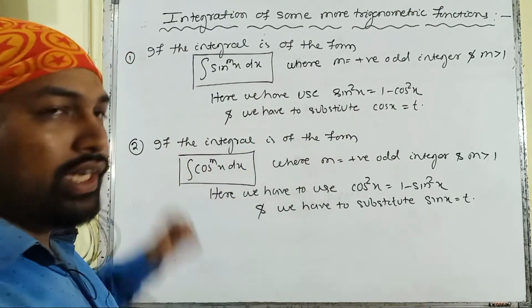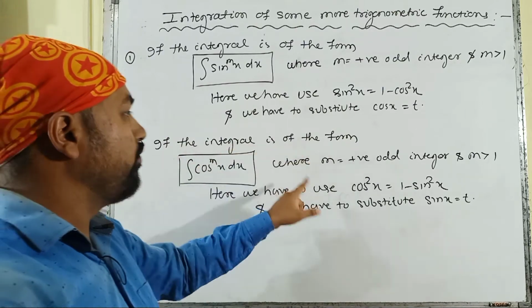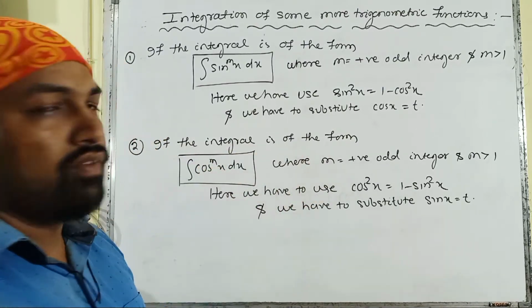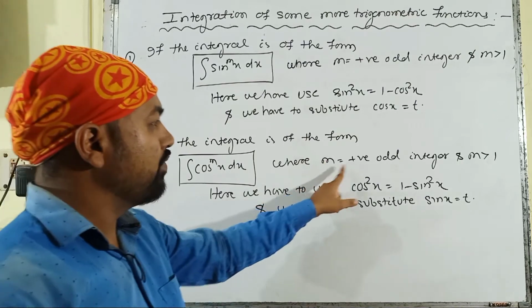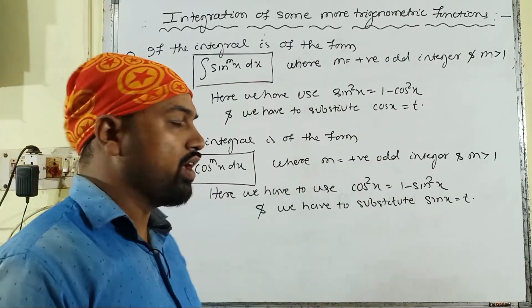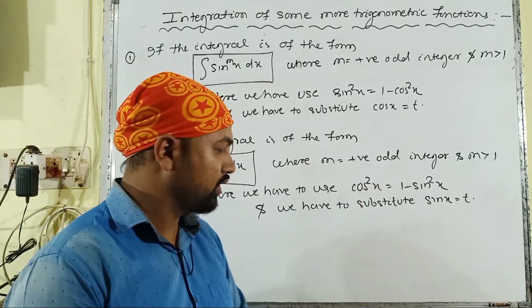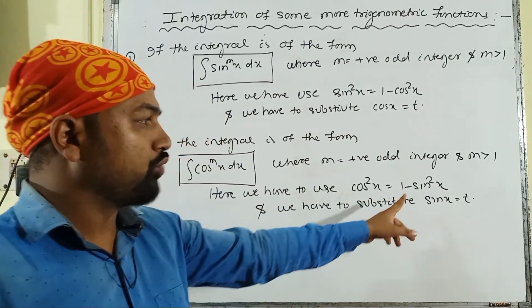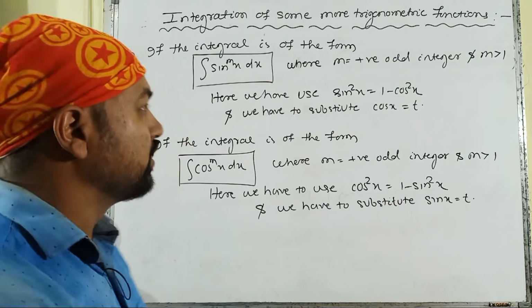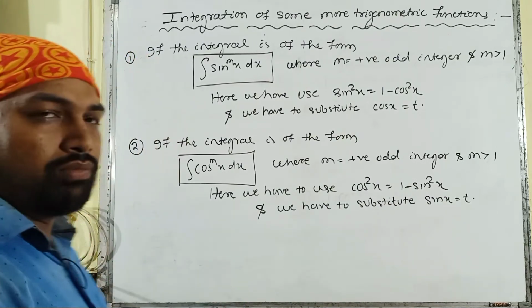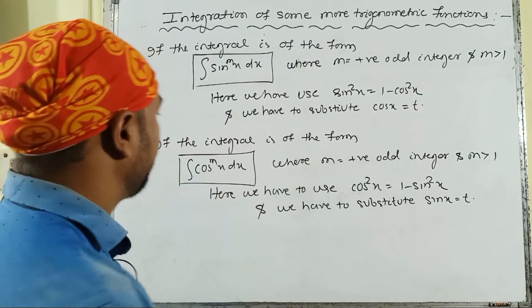And then in the second type, if the integral is of the form cos to the power m x dx, again here m is a positive odd integer and the value of m is greater than 1, then here we have to use cos square x is equal to 1 minus sin square x, and then we have to substitute the function sin x as t. So let us solve some of the problems based upon these 2 types.